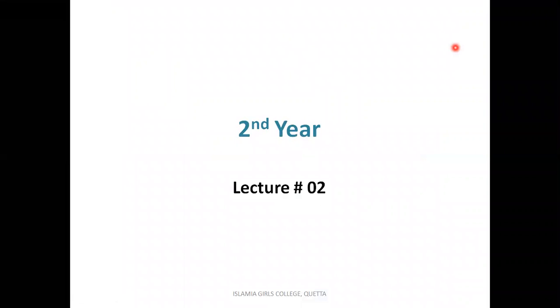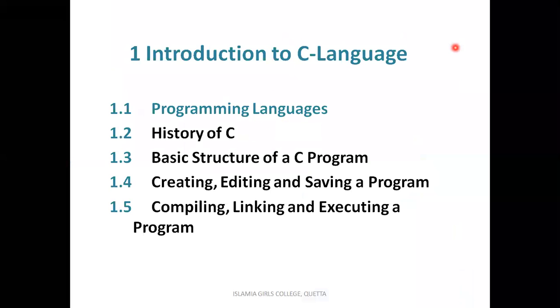Lecture number 2, second year computer science. Chapter number 1, Introduction to C language, and the topic is programming languages.